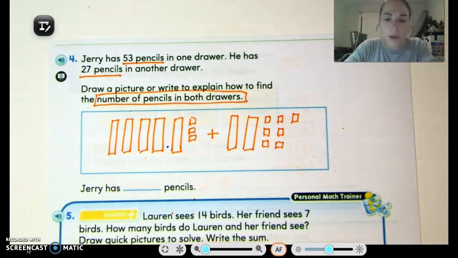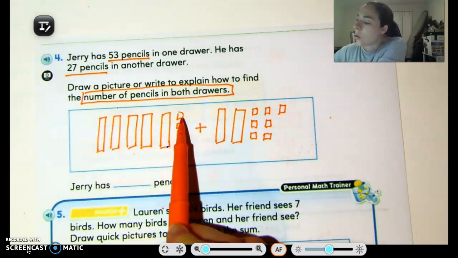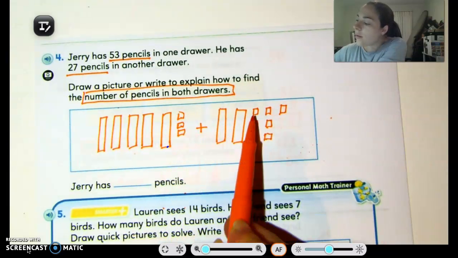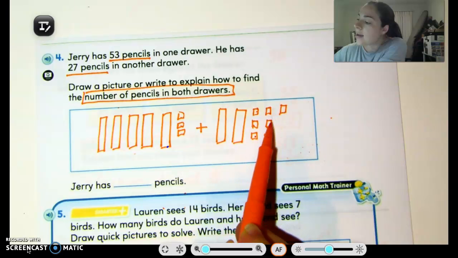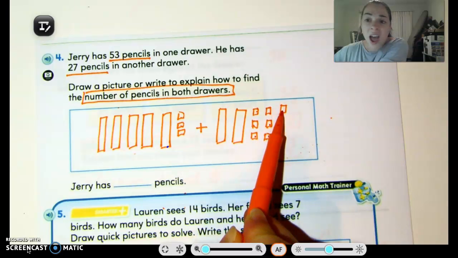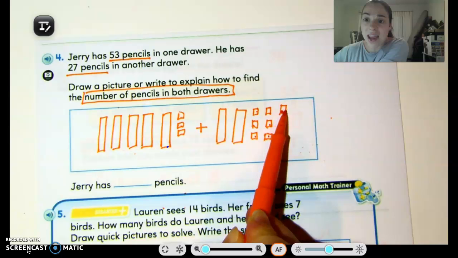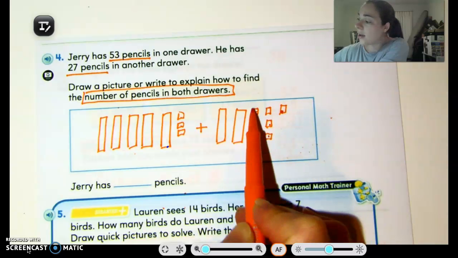Okay, so now what do you think we should do? Give me a thumb if you think we should count our tens first. Give me a thumb if you think we should count our ones first. We always start with our ones, right? Because we might make 10 and we might have to regroup. All right, so let's count our ones. Ready? 1, 2, 3, 4, 5, 6, 7, 8, 9, 10. Can we make 10? Oh, yes, we can.